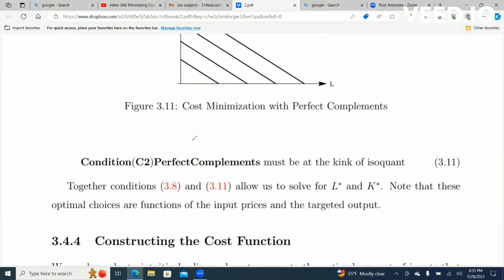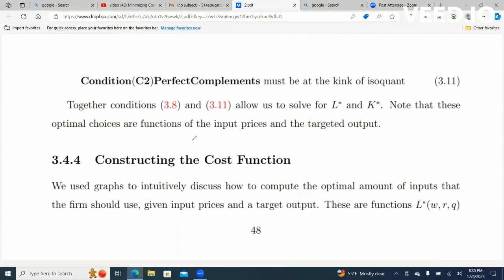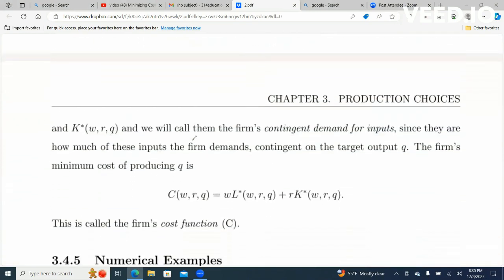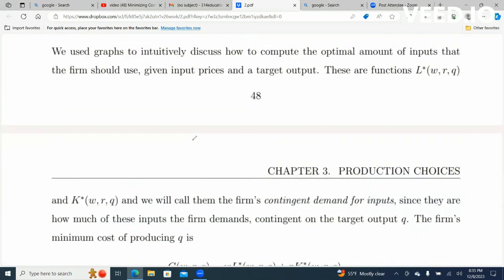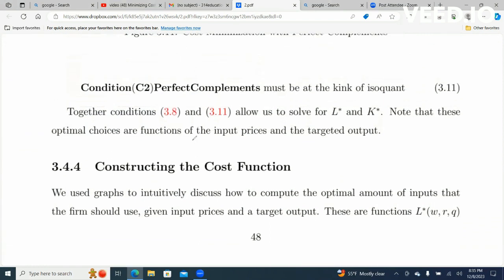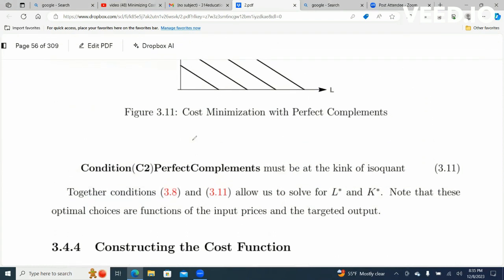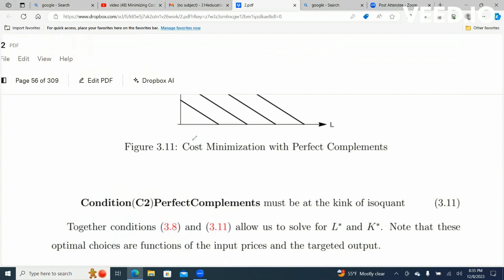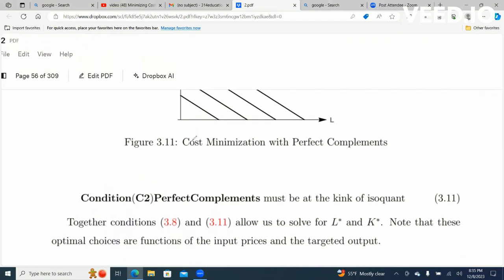For time's sake, we're going to fly through. Okay, so finally, they also agree that who cares. In the next video, we're going to construct the cost function. So this is condition 2 for the third, and we'll move on into the next video here.